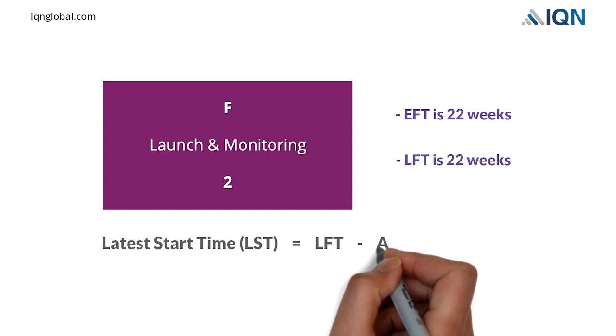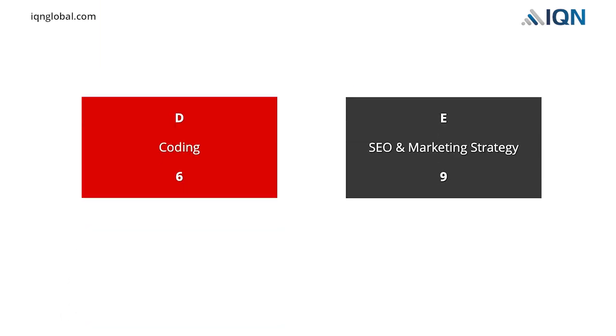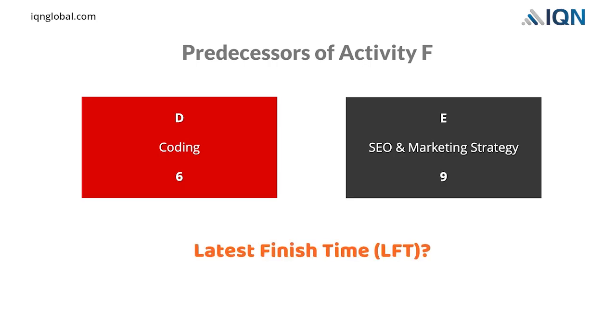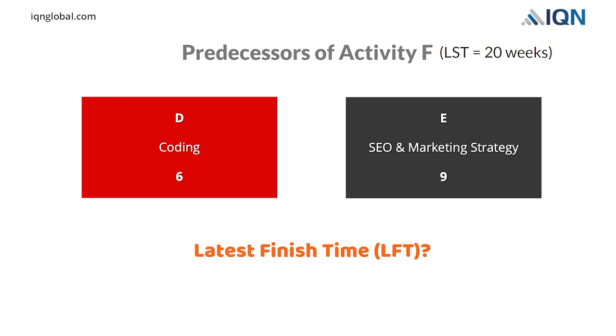Now, the latest start time, LST, for activity F is the difference between the LFT, 22 weeks, and the activity's duration, 2 weeks. So, the LST for activity F is 20 weeks. These values are shown at the bottom of the node. Activities D and E are the immediate predecessors of activity F. In order to determine the LFT of these two activities, we will carry the LST value of activity F backwards to these nodes. Therefore, activities D and E will each have 20 as their LFT value.